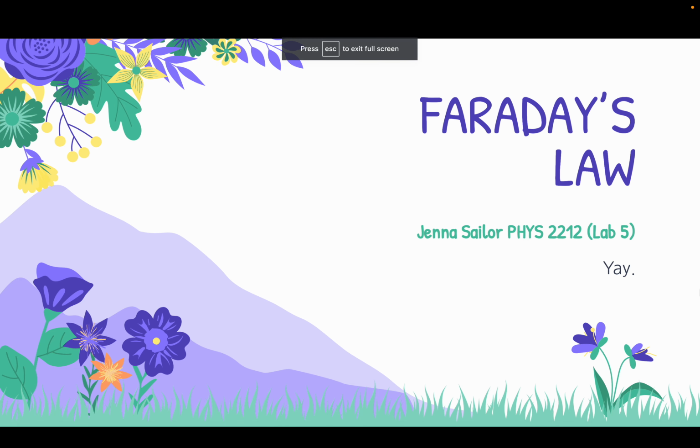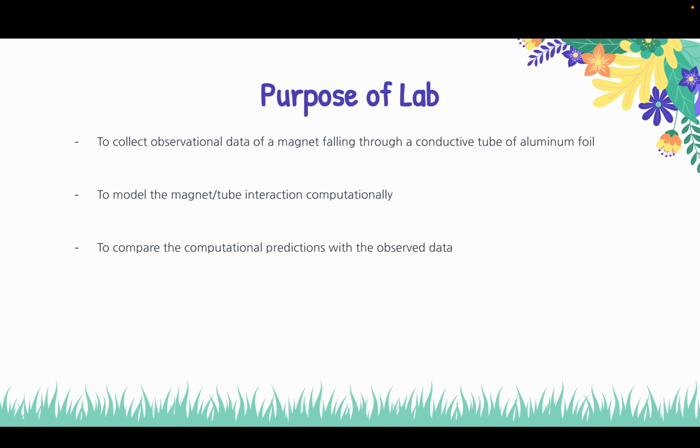Hi, my name's Jenna and this is my Physics Lab Report 5 on Faraday's Law. The purpose of the lab was to collect observational data of a magnet falling through a conductive tube of aluminum foil, to model the magnet-tube interaction computationally, and to compare the computational predictions with the observed data.